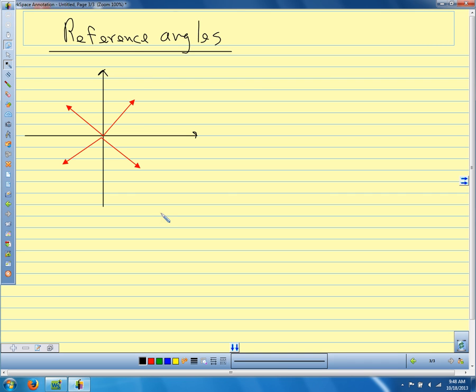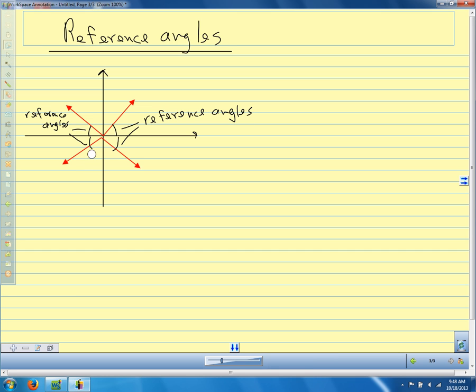Our reference angle is the angle between the terminal side of our angle and the x-axis. Not the positive x-axis, just the x-axis. So those are our reference angles. Over here on this side, these would be the reference angles. So the reference angle is just the angle between our terminal side and the x-axis. It doesn't have to be the positive x-axis.